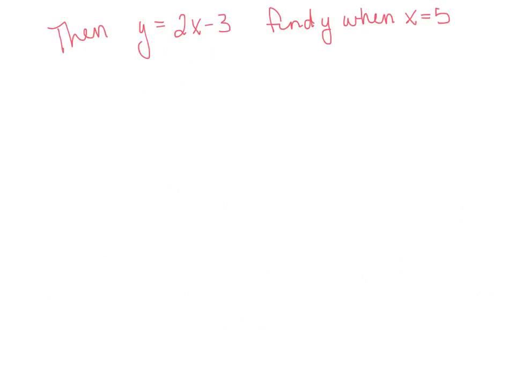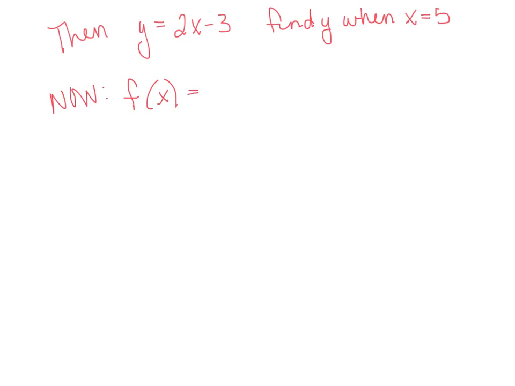Okay, in the old days we would have given you the equation y is equal to 2x minus 3 and asked you to find y when x is 5. And what you would do is you'd be evaluating that right-hand side. It's kind of like a formula. Okay, and all you're doing is working on the right-hand side. Well, now we have function notation.